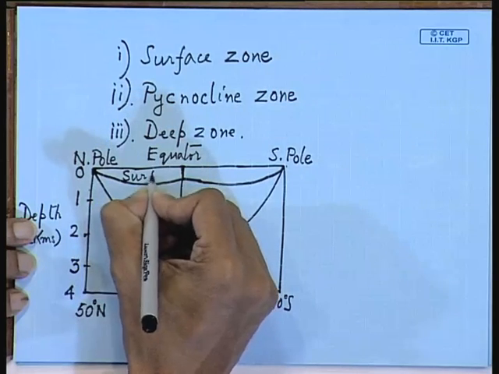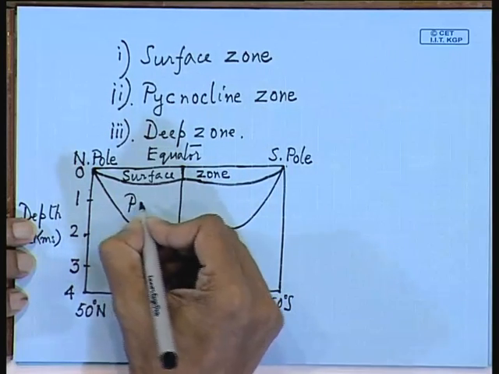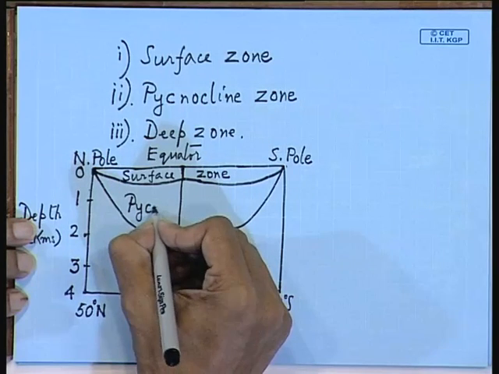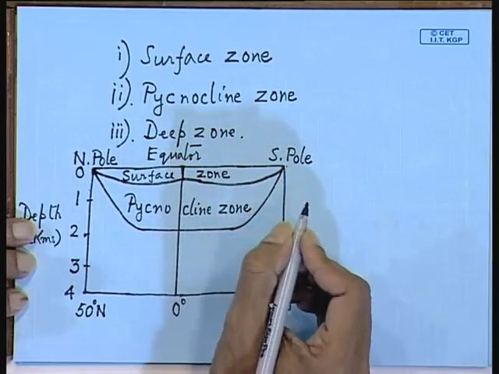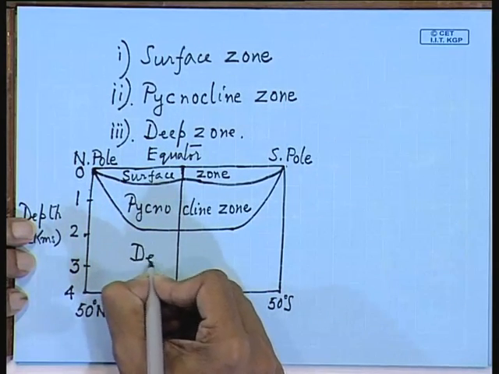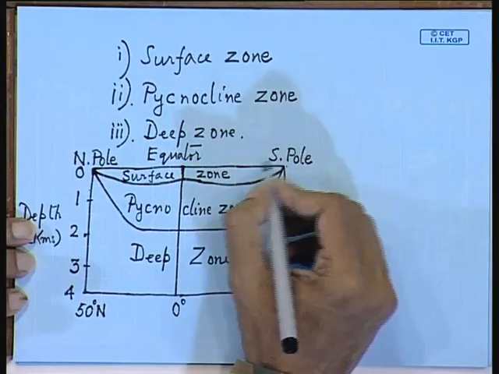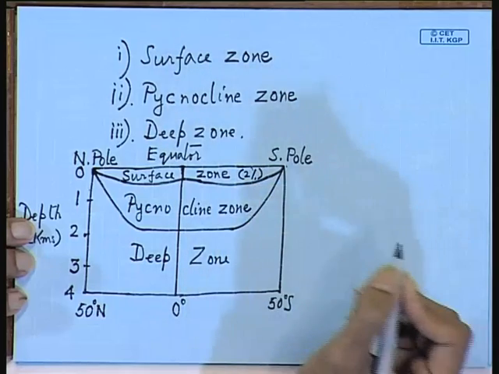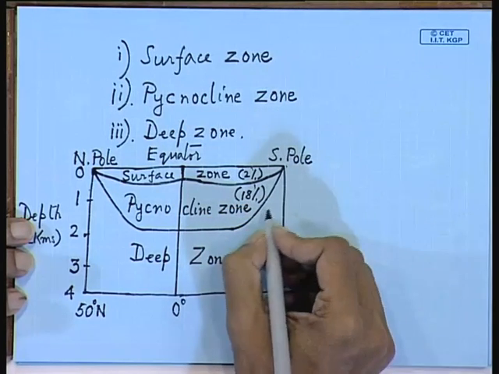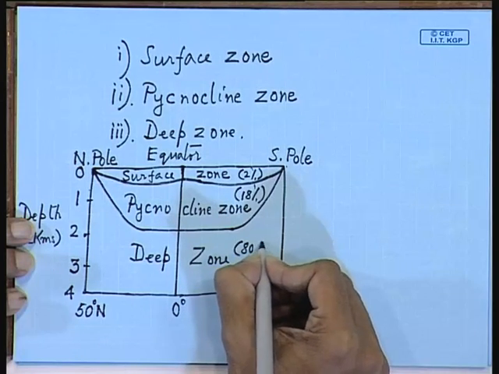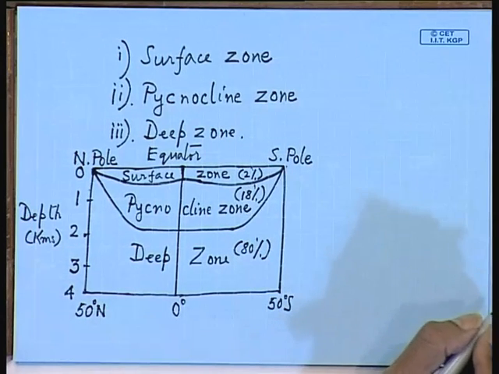So, the top one is surface zone. Next you write pycnocline zone, and below that is the deep zone. Surface zone constitutes 2% of the water mass, followed by 18% in the pycnocline zone. Rest how much is there? 80%. So, deep zone waters constitute 80% of the water mass. So, this is the distribution of the 3 layers between the North Pole and the South Pole.